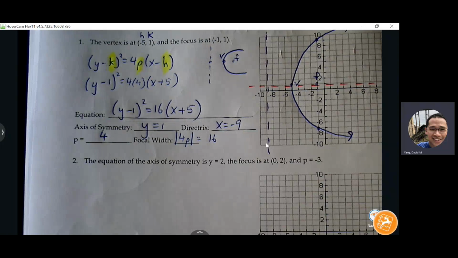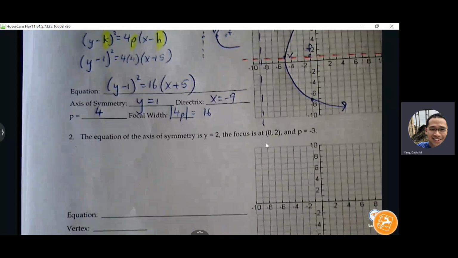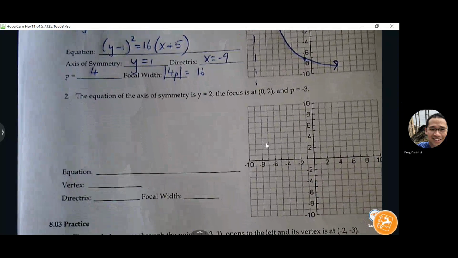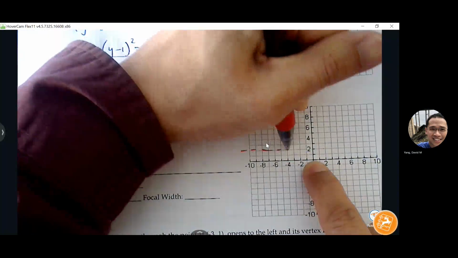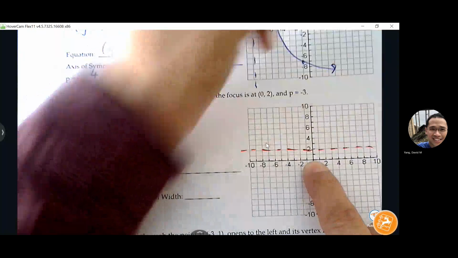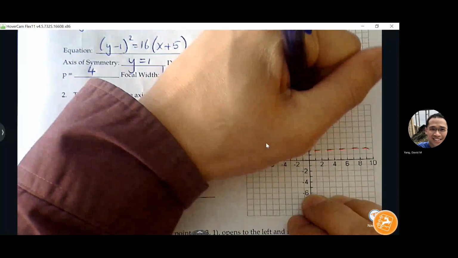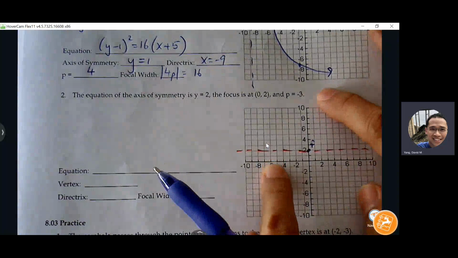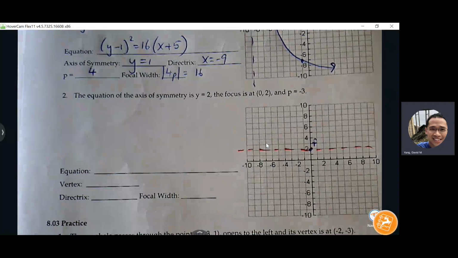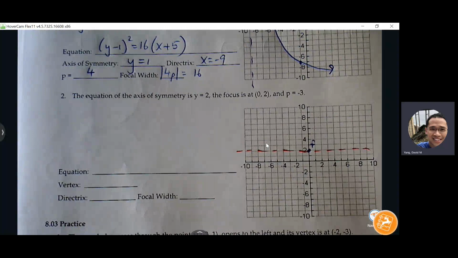All right, number 2. The equation of the axis of symmetry is y = 2. The focus is at 0, 2, and p = -3. My axis of symmetry is y = 2. Focus is at 0, 2. And p is -3. Is this enough for us to figure out how the parabola is going to open? How's it going to open?